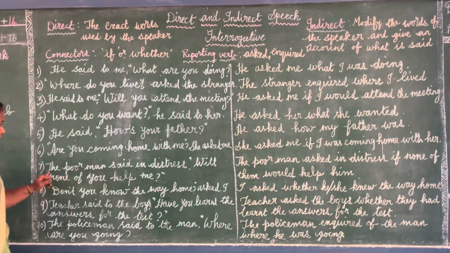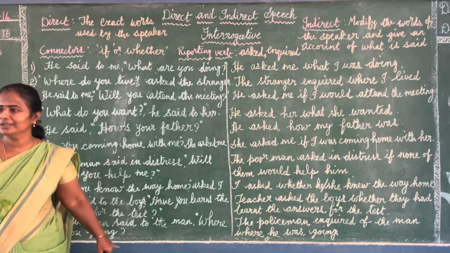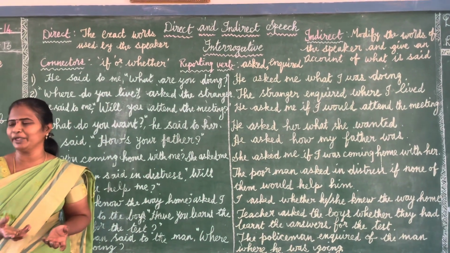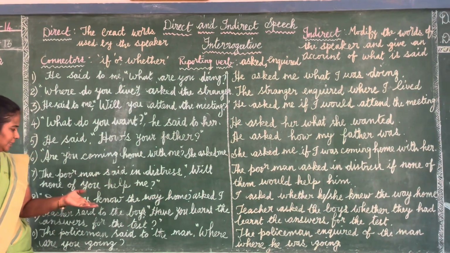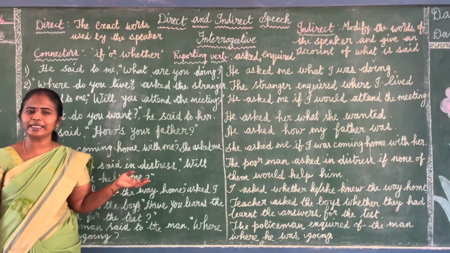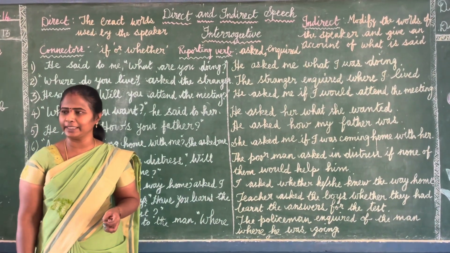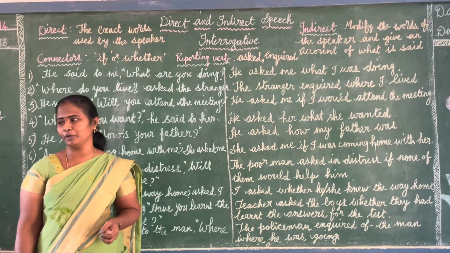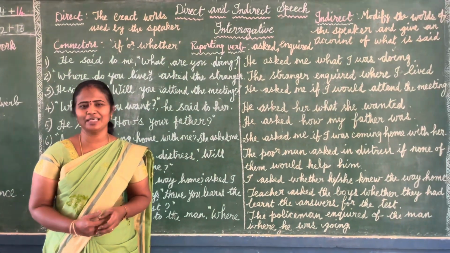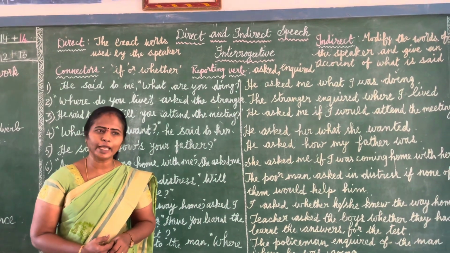Okay. Next, the poor man said in distress, "Will none of you help me?" The poor man is fed up because no one is giving help, no one is giving money to him. So how shall we change this? "Will none of you help me?" is what type of interrogative sentence? Yes or no type question. What will he say? He will say yes or no.